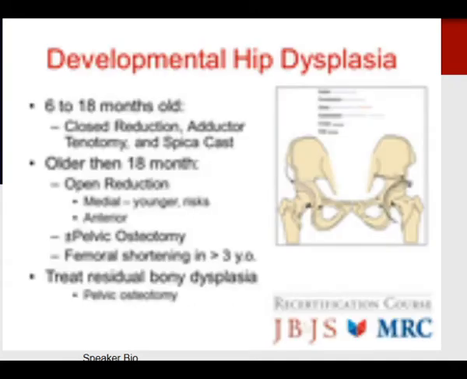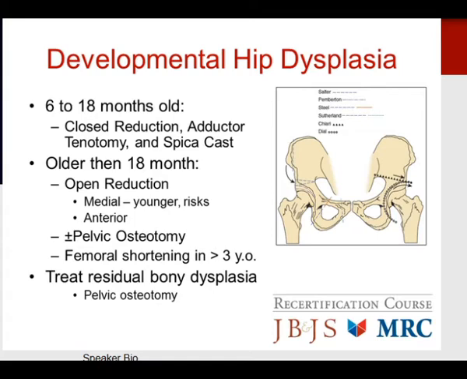In children between 6 and 18 months of age, the mainstay of treatment is a closed reduction, often with an adductor tenotomy and spica casting. In a child older than 18 months of age, the treatment is with open reduction, usually a pelvic osteotomy, most typically a Salter osteotomy, and a femoral shortening osteotomy is used in children older than 3 years of age. This is because of the risk of AVN, and you want to take pressure off of the immature ossification center. In the older child, you treat residual bony dysplasia with a pelvic osteotomy.